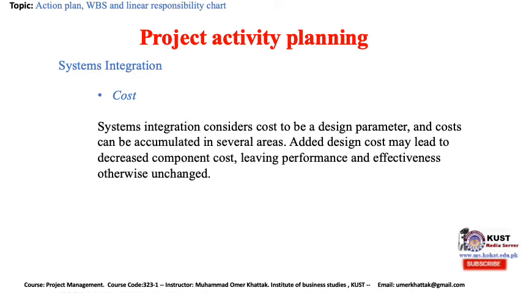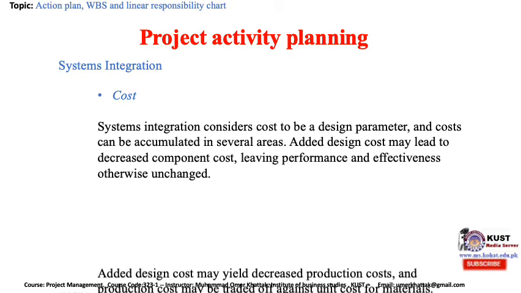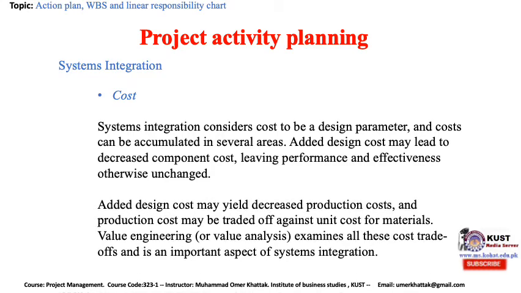Cost. System integration considers cost to be a design parameter, and cost can be accumulated in several areas. Added design cost may lead to decreased component cost, leaving performance and effectiveness otherwise unchanged. Added design cost may yield decreased production costs, and production cost may be traded off against unit cost for materials. Value engineering or value analysis examines all these trade-offs and is an important aspect of systems integration. It can be used in any project where the relevant cost trade-offs can be estimated. It is simply the consistent and thorough use of cost-effectiveness analysis.